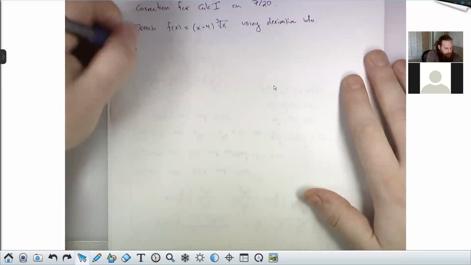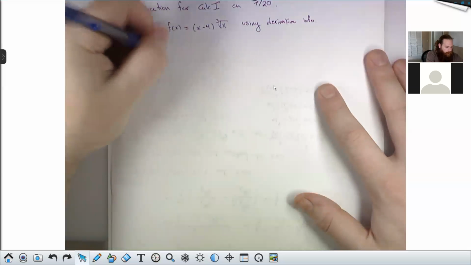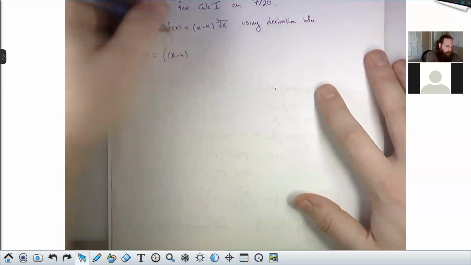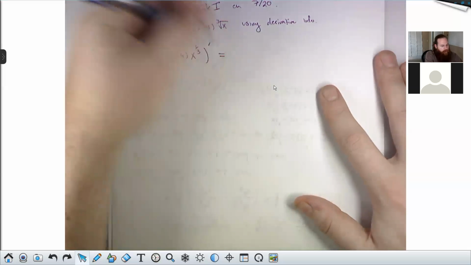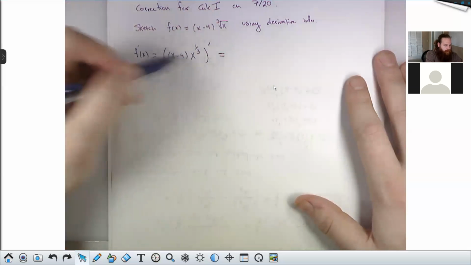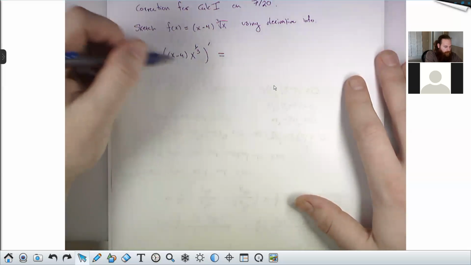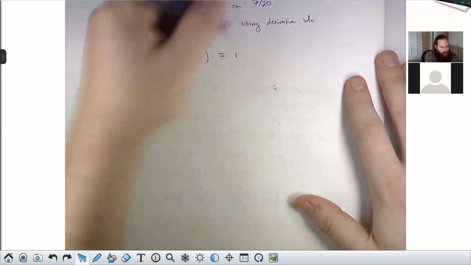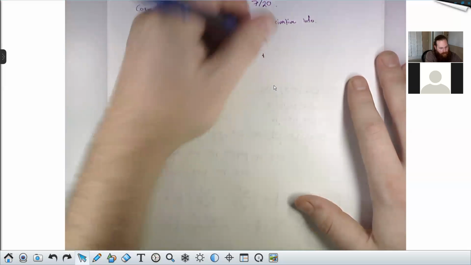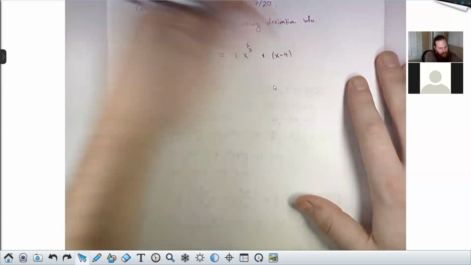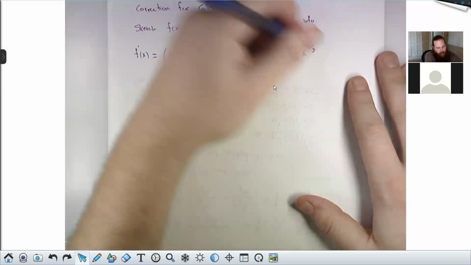F prime. We're using the product rule. So I need to differentiate x minus 4 times x to the 1/3. And you don't have to use a product rule here. You could distribute this and then differentiate straight up, but I'll do it as the product rule because that's how I did it in class. I differentiate x minus 4. Its derivative is 1, and I leave x to the 1/3 alone. And then I add that to what I get when I leave x minus 4 alone and differentiate x to the 1/3. That's 1/3 x to the negative 2/3.